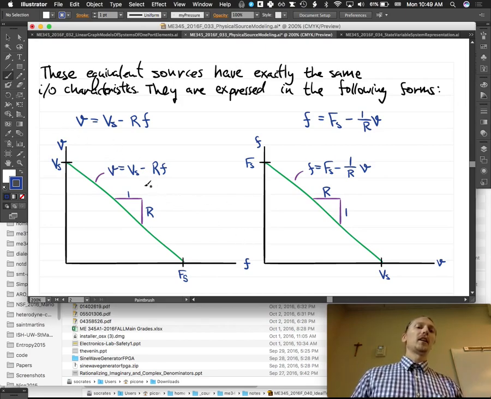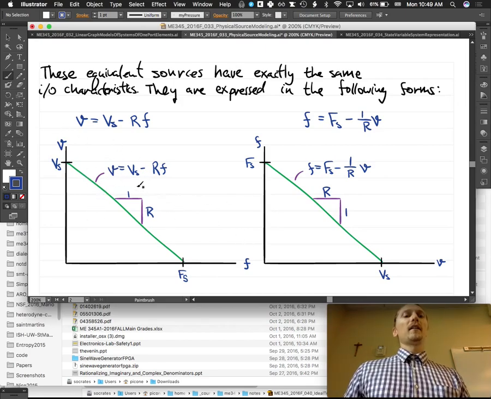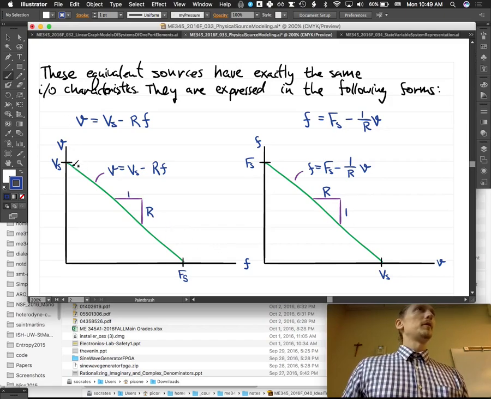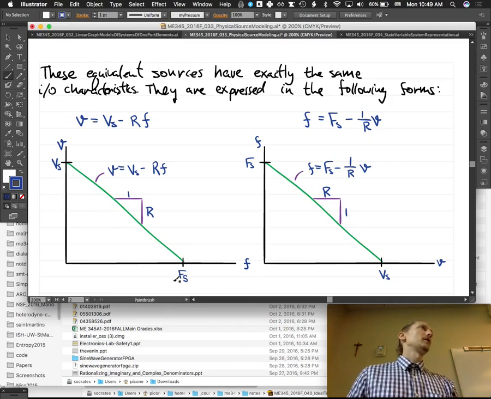So if you want to have a lot of across variable, you have to give up some of your through variable. If you want a lot of through variable, you have to give up some of your across variable. That's how real sources work.